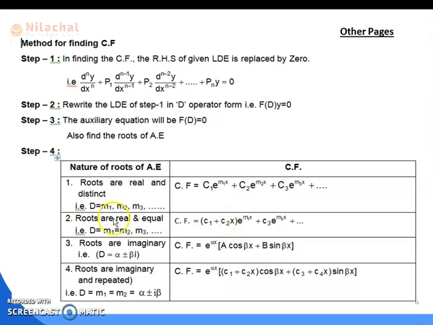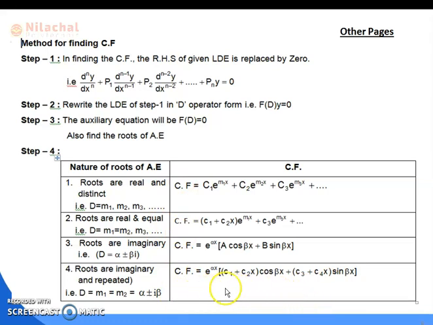You can see the real and imaginary parts. For one we write c1 plus c2x, and for the other constant, c3 plus c4x. And all these are the same: cos beta x, sin beta x, e to the alpha x. So these are all about the formula for CF, which depends upon the roots.